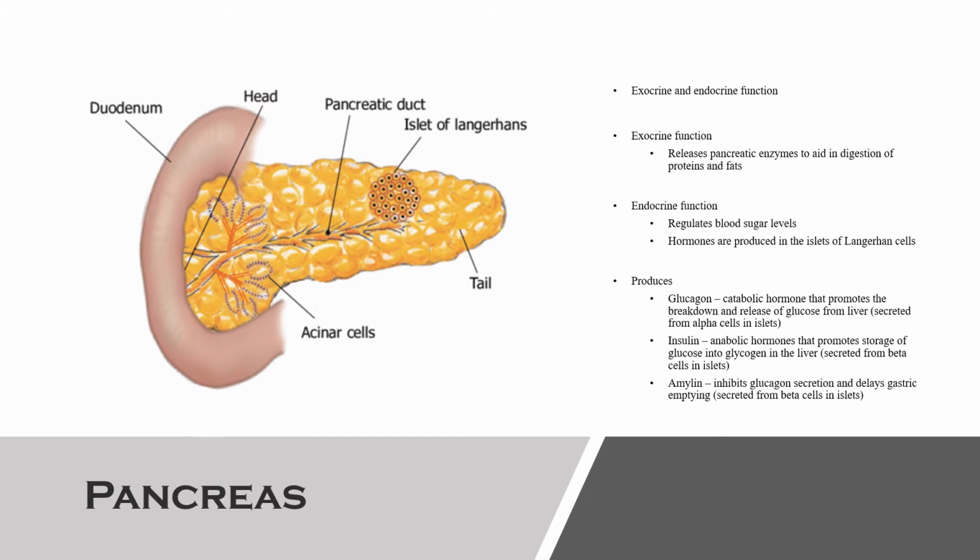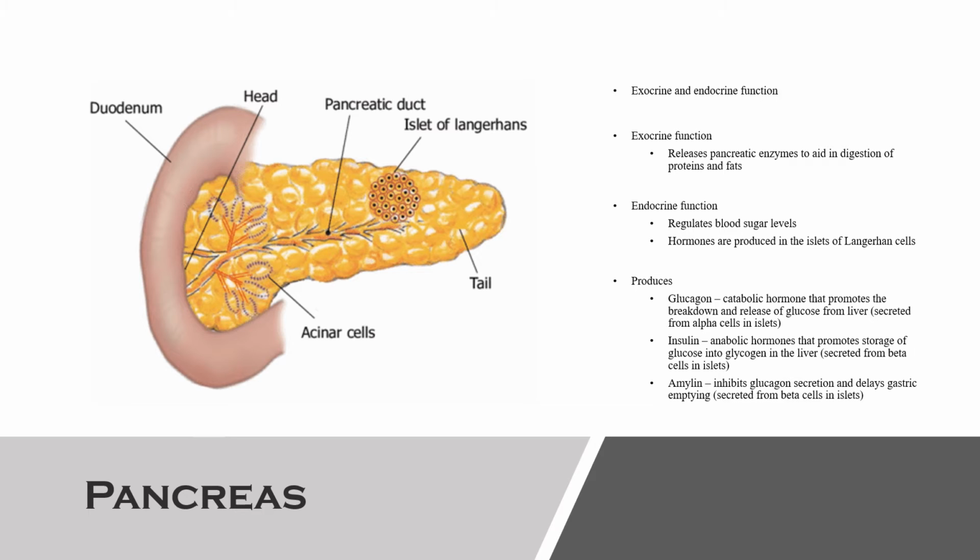Next is the pancreas, which has both an exocrine and endocrine function. The exocrine function of the pancreas is involved in the release of pancreatic enzymes that aid in digestion of proteins and fats in your small intestine. The endocrine function regulates blood sugar levels, and it's these endocrine hormones that are produced in what are known as the islets of Langerhans cells. So 3 of the hormones that the pancreas produces would be glucagon. Glucagon is a catabolic hormone that promotes the breakdown and release of glucose from the liver.